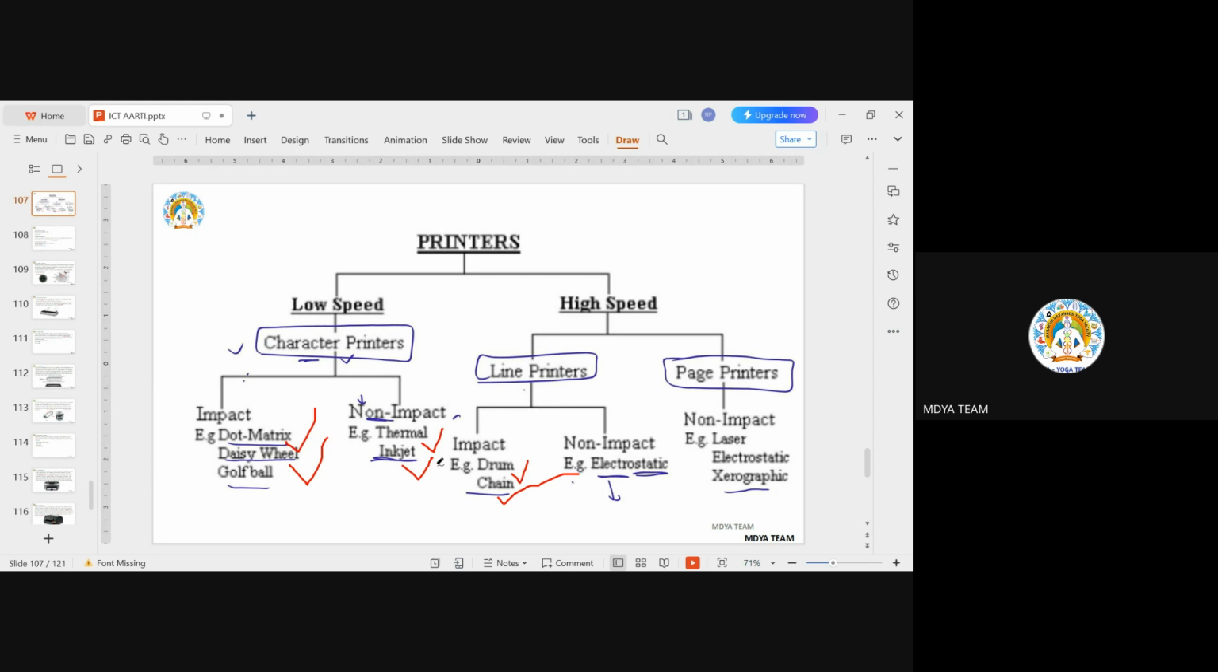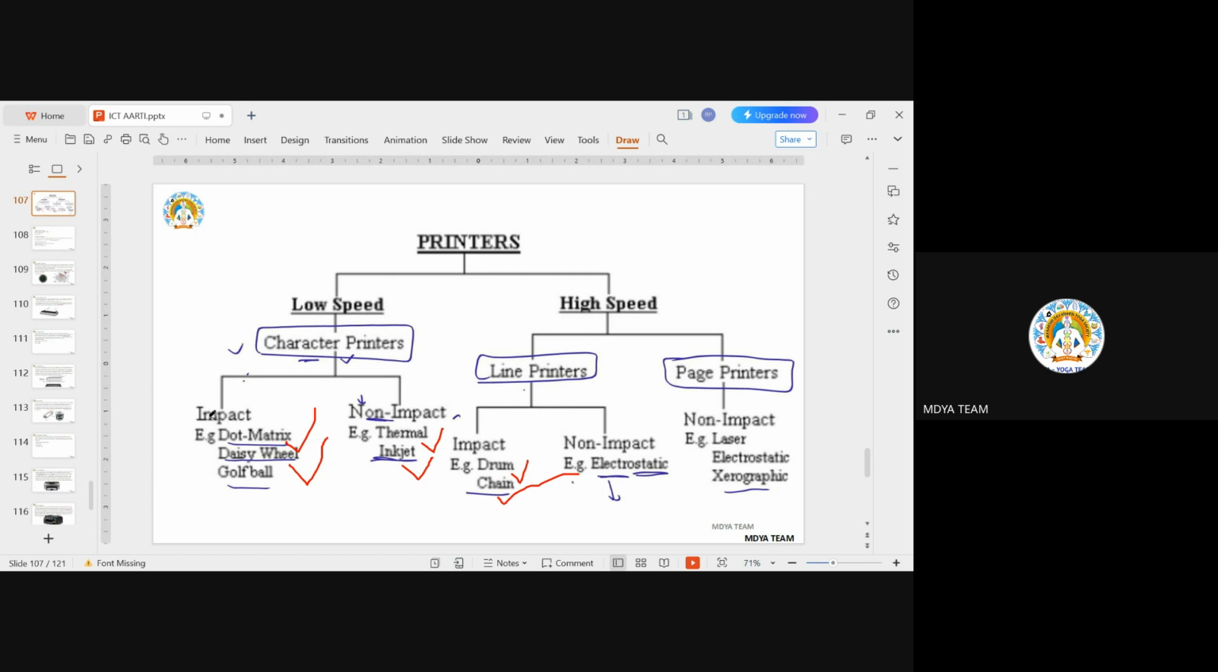What are the impact printers? First you learn what are the impact printers and what are the non-impact printers. Then learn which are the character printers, which are the line printers, and which are the page printers. Got it?